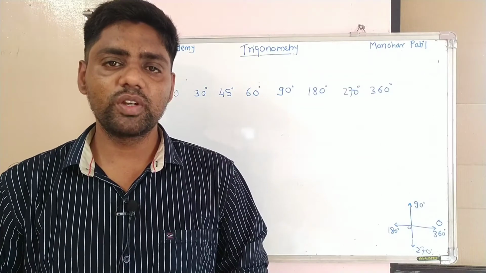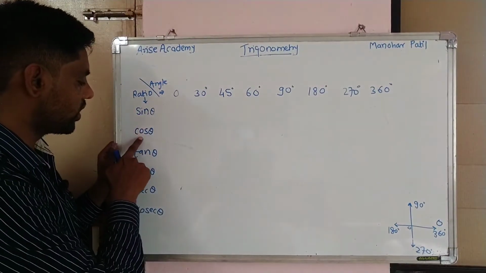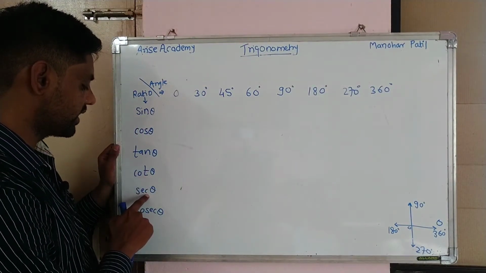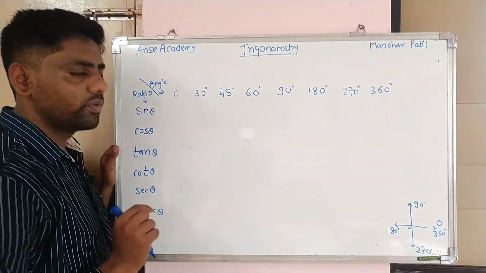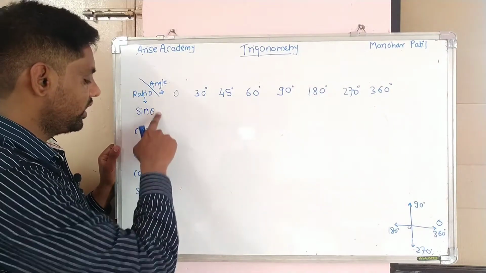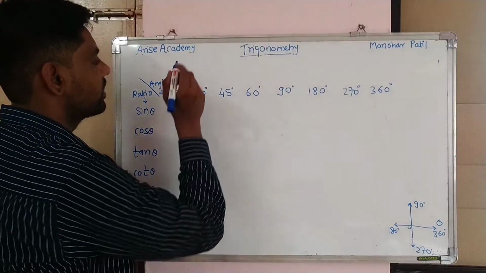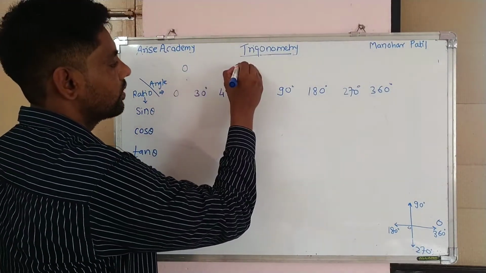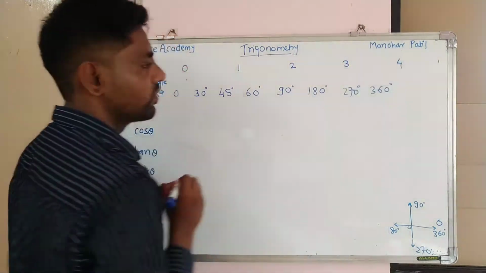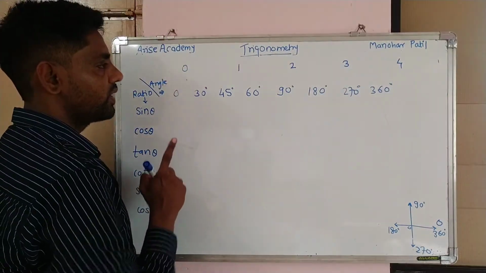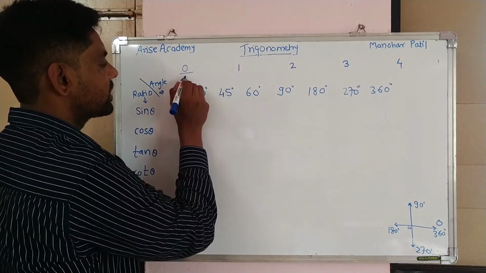Now we study trigonometric functions for particular angles. Here six ratios are given: sin theta, cos theta, tan theta, cot theta, sec theta and cosec theta, and the angles are given. You have to find the value of each ratio for a particular angle. For that, a very simple step: you just write 0, 1, 2, 3 and 4. In the first step, you write from 0 to 4. In the next step, divide all numbers by 4.